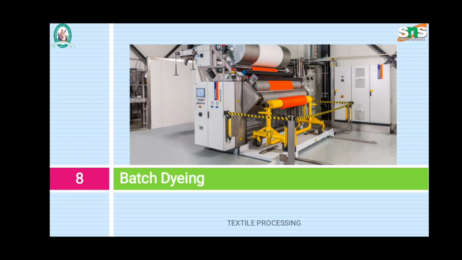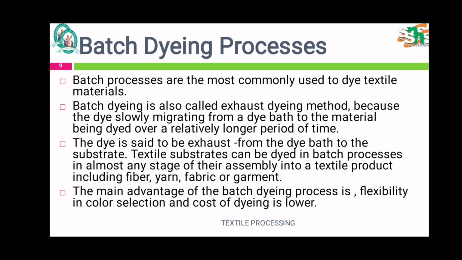Next, we are going to see about the batch dyeing. Batch dyeing process. The batch processes are the most commonly used to dye textile materials. Batch dyeing is also called exhaust dyeing method because the dye slowly migrates from a dye bath to the material being dyed over a relatively longer period of time. The dye is said to be exhausted from the dye bath to the substrate.